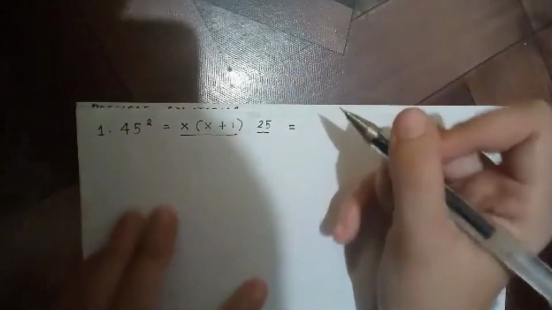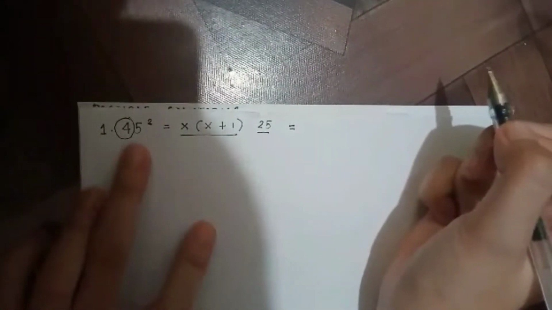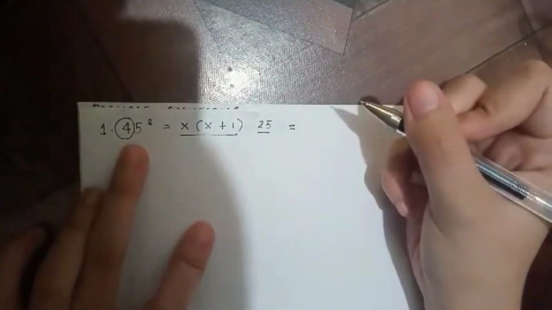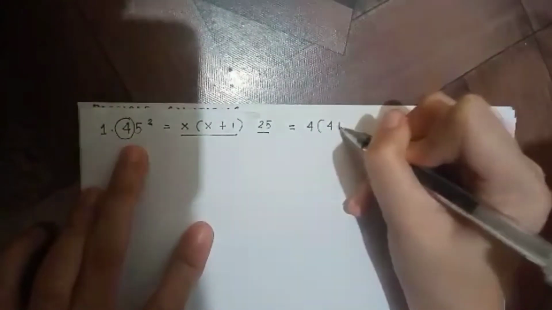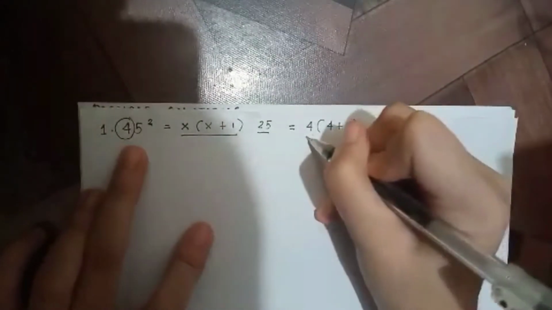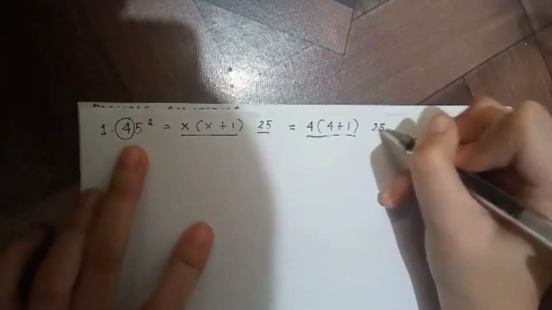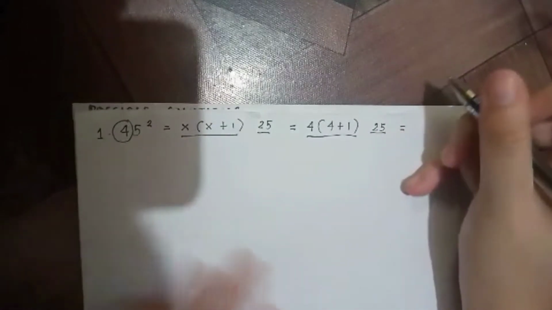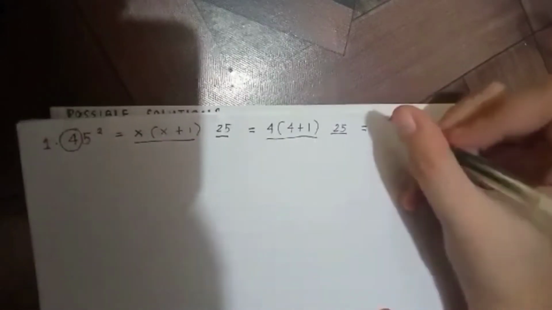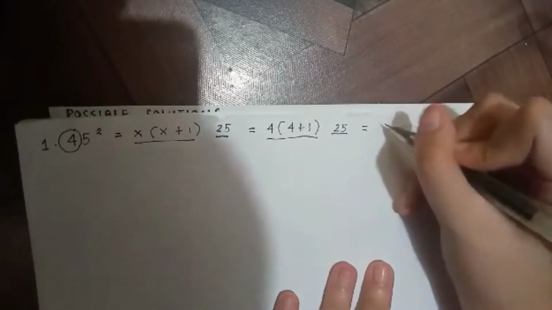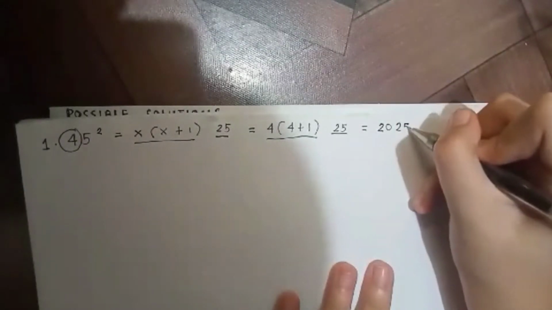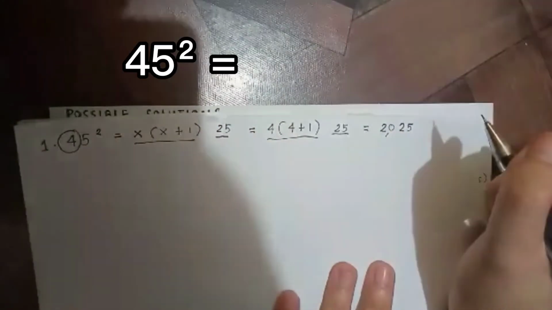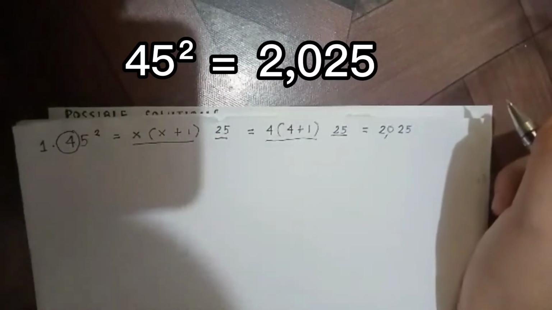The x here represents the first digit. So we have 4 times 4 plus 1 and 25. So which is equal to 4 plus 1 is equal to 5. 4 times 5 is 20. So thus we have 20 and copy 25. So 45 square is equal to 2025.